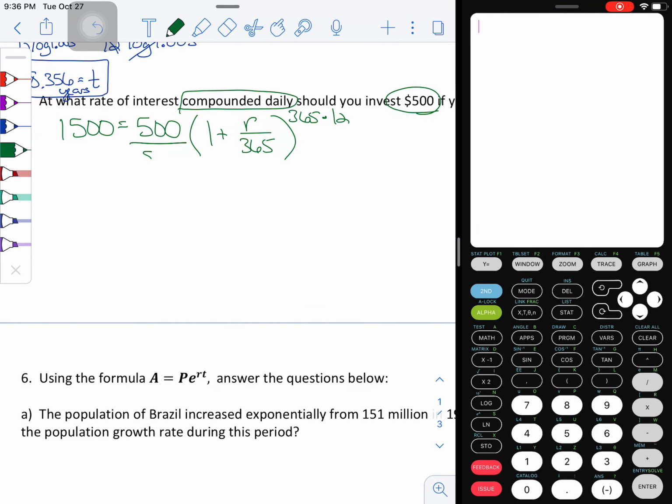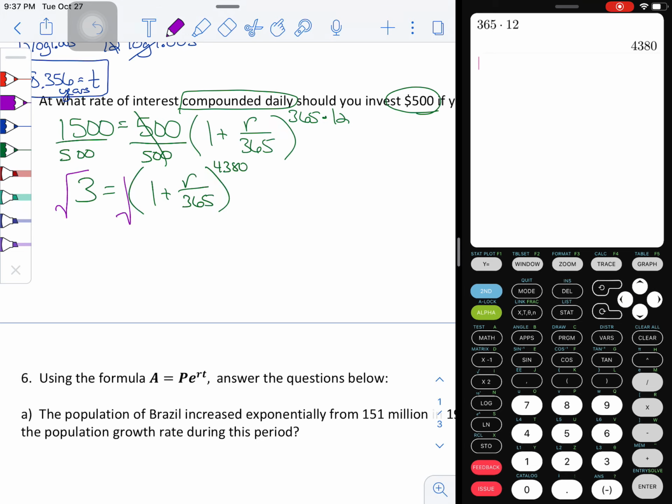Divide both sides by 500. So 1,500 divided by 500 is 3. So 1 plus r over 365. And I have no idea what 365 times 12 is, so let's use a calculator. 365 times 12 is 4,380. So we need to take the 4,380th root of 3.